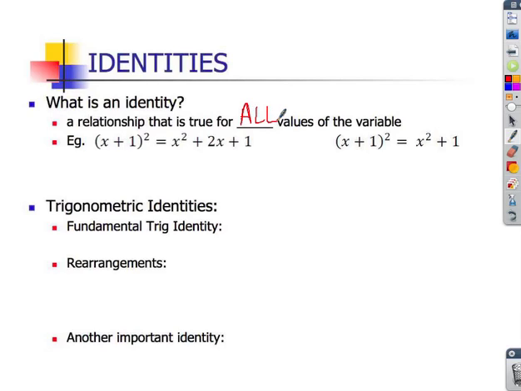A couple of examples relating to some things that you should know. For example, a binomial squared, if you expand it properly, x plus 1 squared, should be x squared plus 2x plus 1. This is always true. It's true for all values of x.